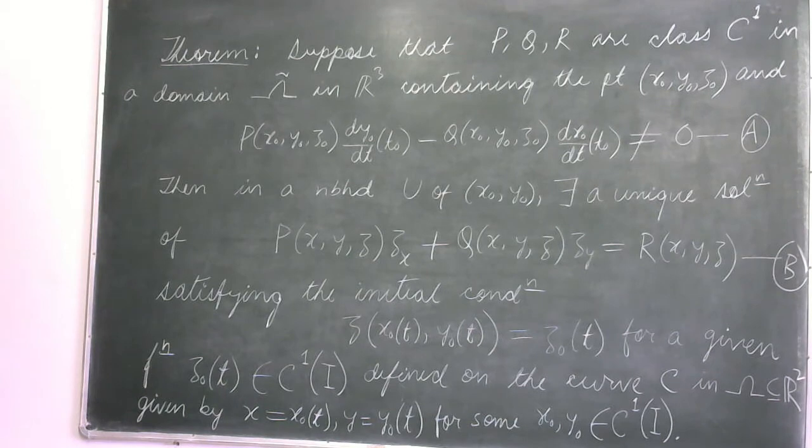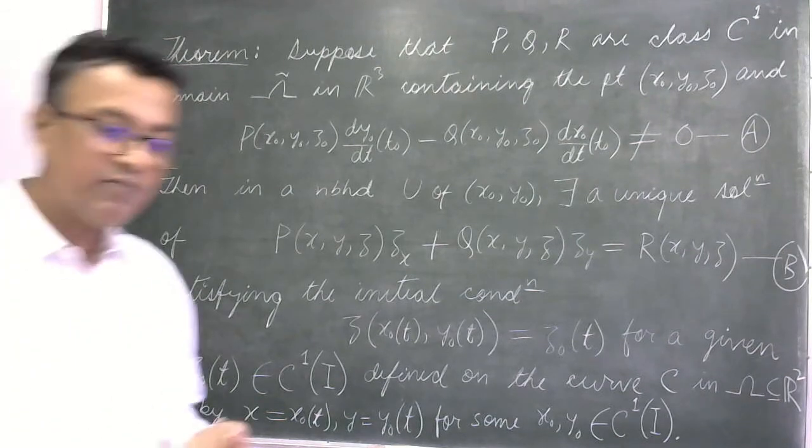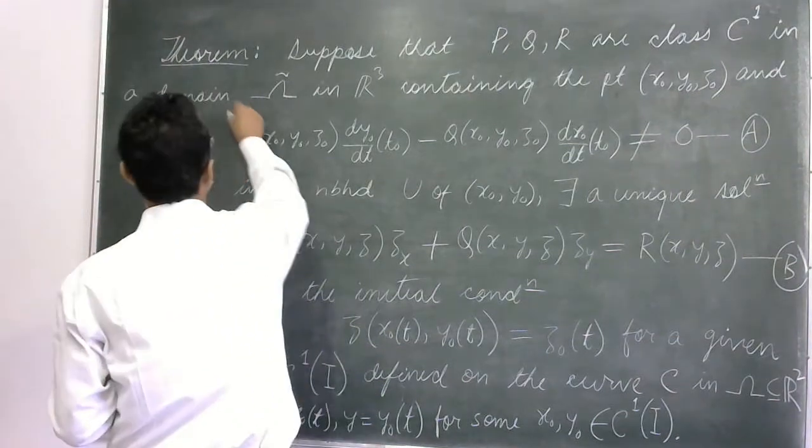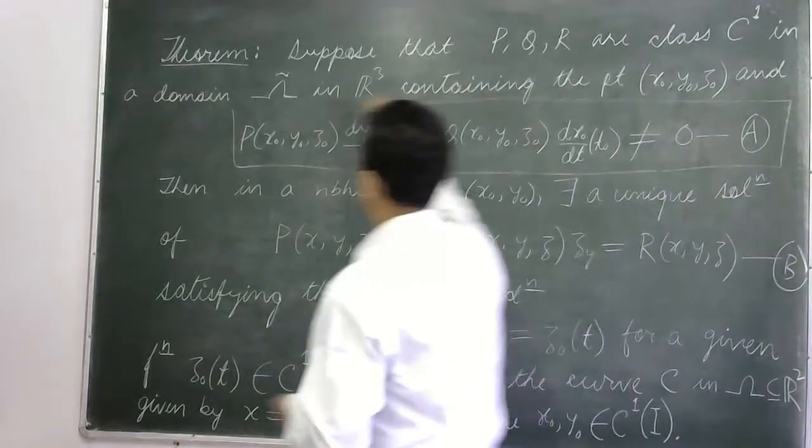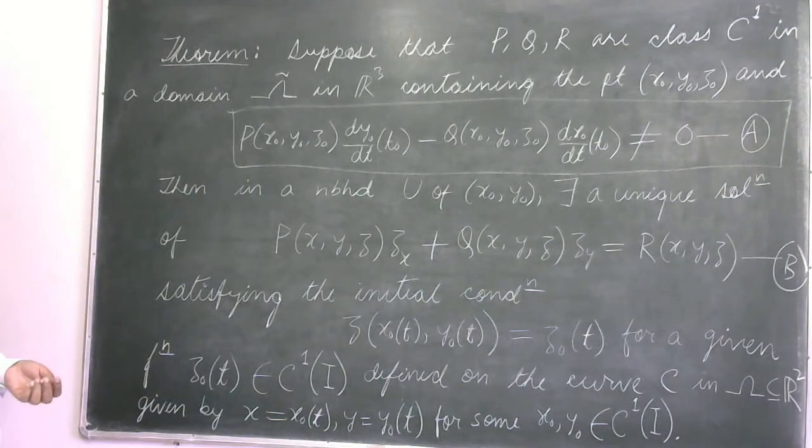So, as before, we are considering P, Q, R as C1 functions in a domain omega tilde in space, that is R3, and it contains the point x0, y0, z0. And the very next thing you are going to see is this big condition. In the textbook, this theorem has been given in maybe 2-3 lines, and all the previous concepts were defined earlier. So what I'm trying to do is rope in all the information inside this statement itself, so that it is easier for you to understand it.